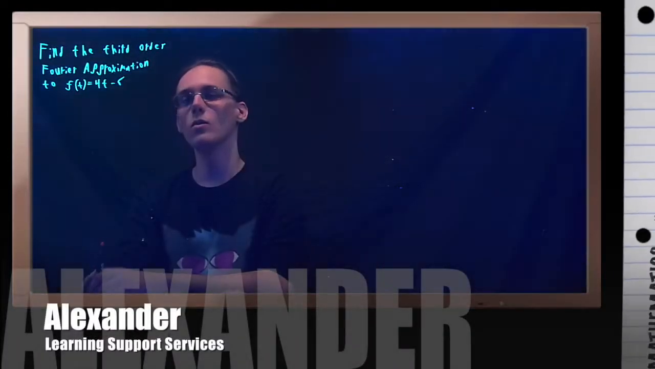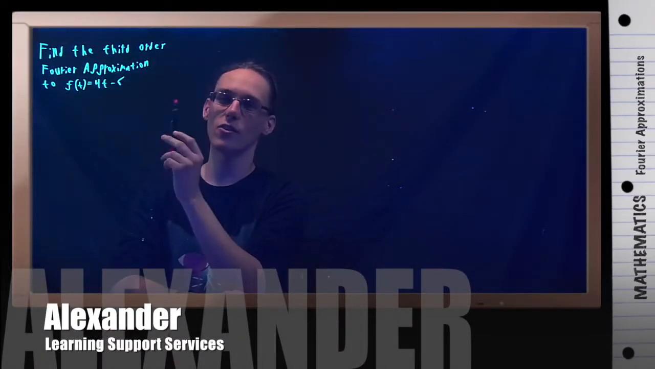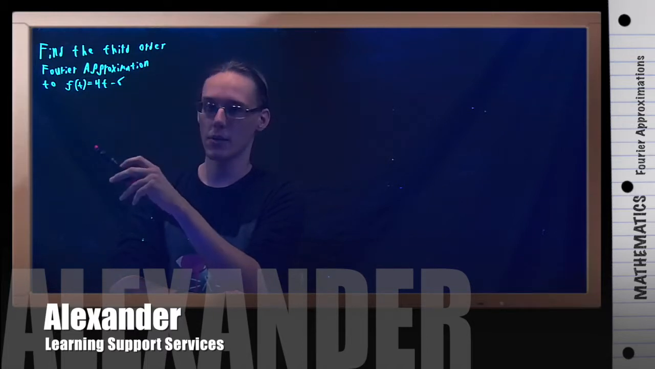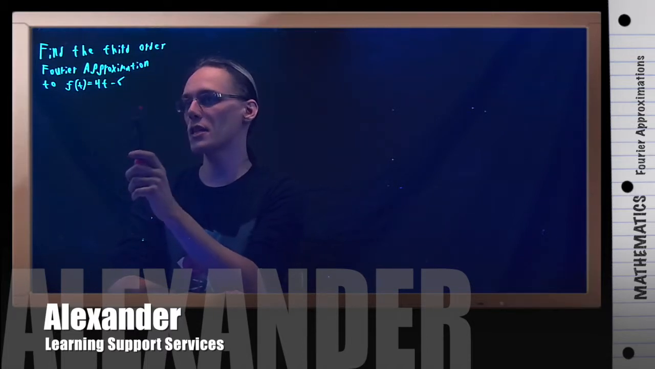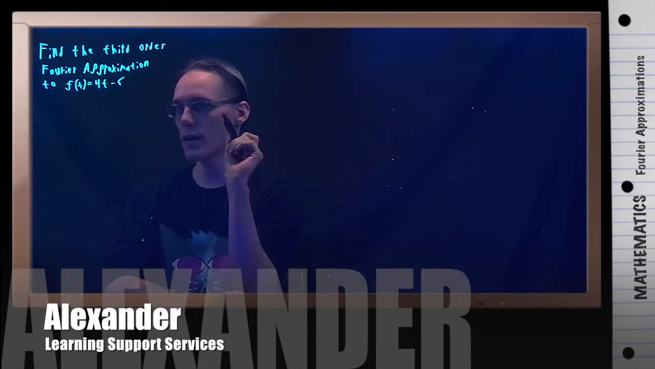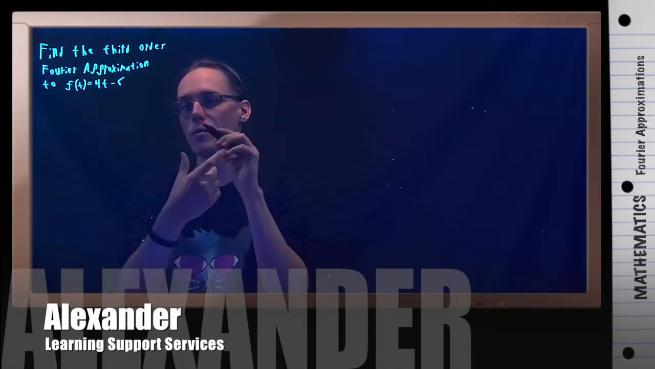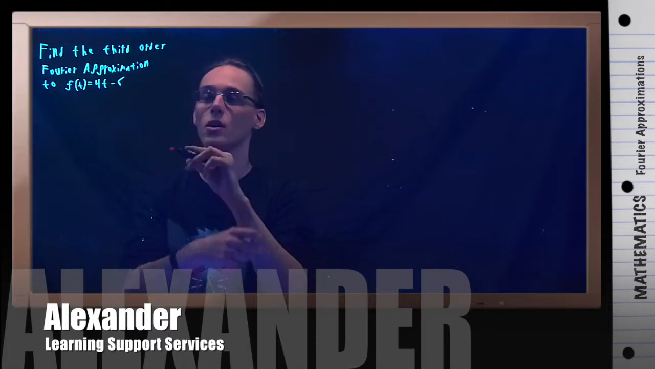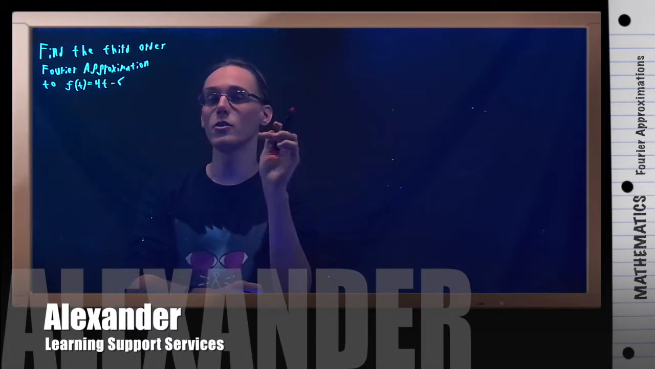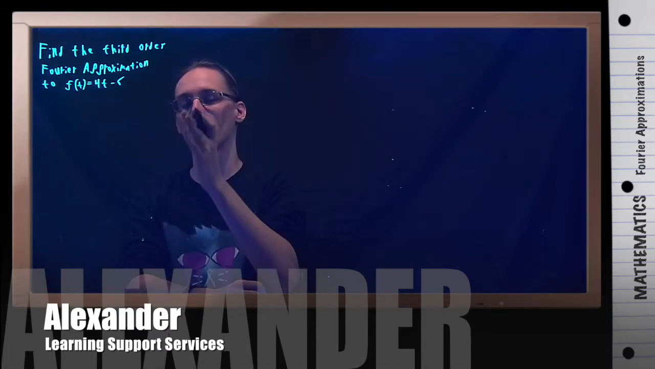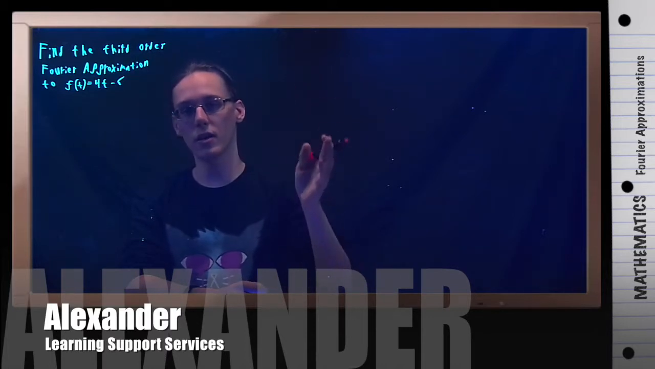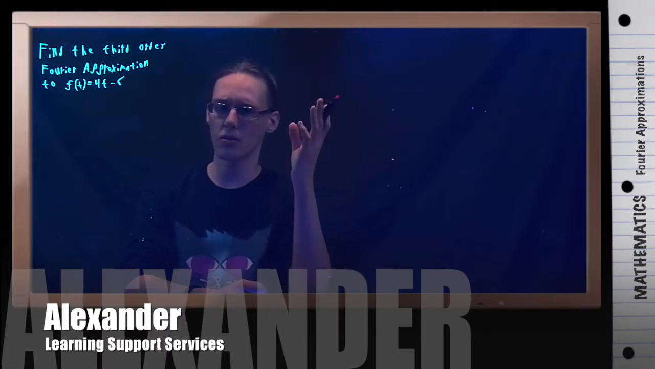In this example, we're going to be finding the third order Fourier approximation to the function 4t minus 6. Now, as a quick reminder, a Fourier approximation is this: if you have some sort of function, whatever it looks like, you can approximate it just by writing a bunch of factors of sine and cosine and adding it all up, plus some constant term.